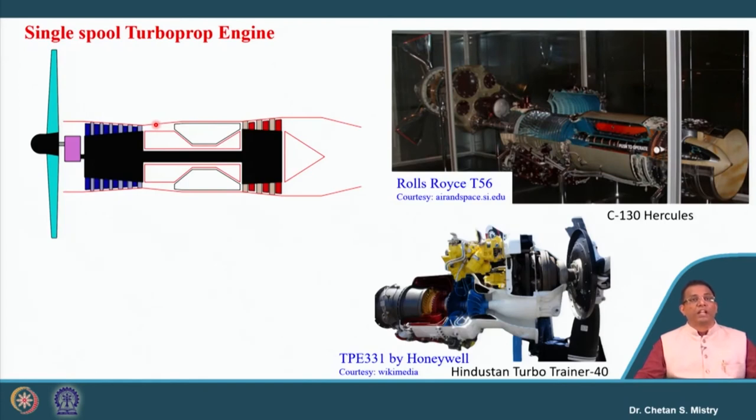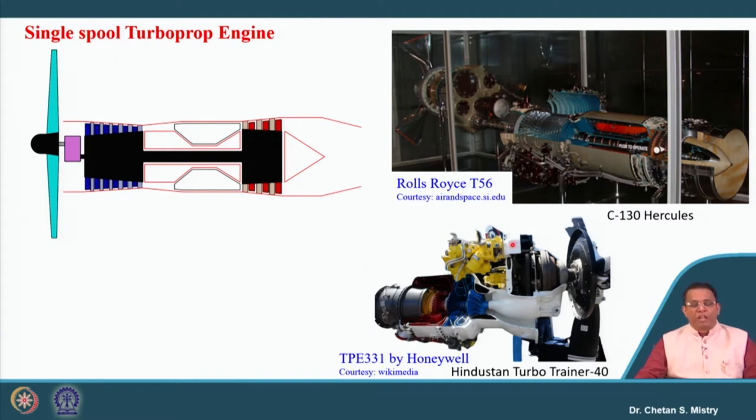Now, let us move towards the next kind of configuration. Here, we have a single spool turboprop engine. This single spool turboprop engine, as we have discussed, has a configuration in which my compressor and propeller are both on the same shaft, rotated by the turbine, which we have named the gas generator. So, here are some of the existing engines. The Rolls-Royce T56 engine is used for the C-130 Hercules aircraft, with this kind of configuration where we have an axial flow compressor, followed by the combustion chamber, and axial flow turbines.